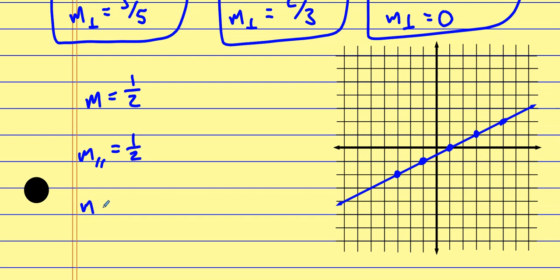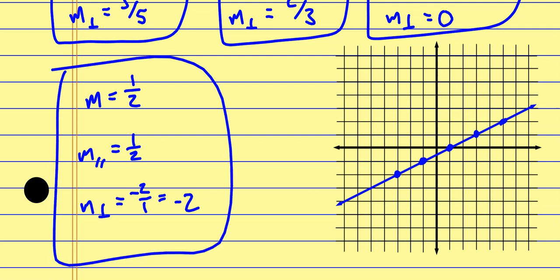And then the perpendicular line, the slope has to be the opposite reciprocal. So change the sign and flip it. So instead of a positive 1 over 2, it's a negative 2 over 1, which of course is just a negative 2. Okay? And visually, you could graph, start up at a different point and graph a slope of 1/2.